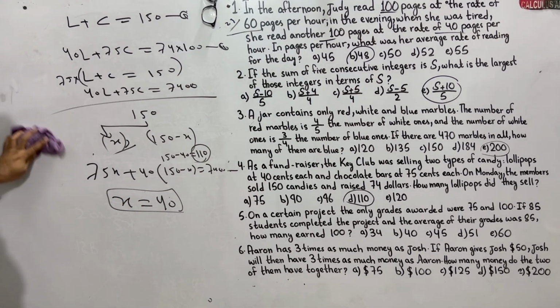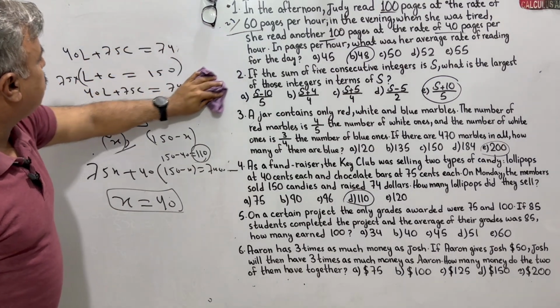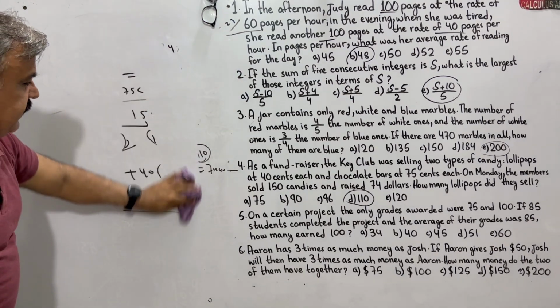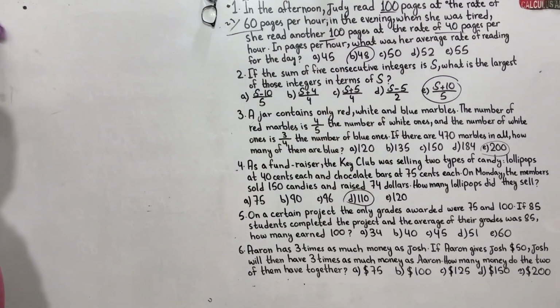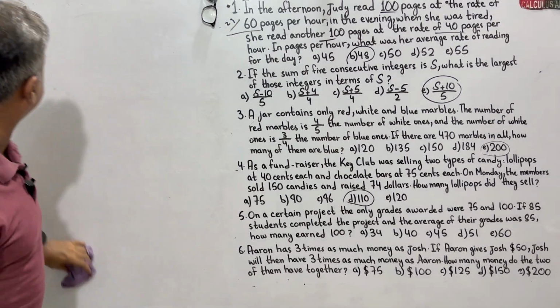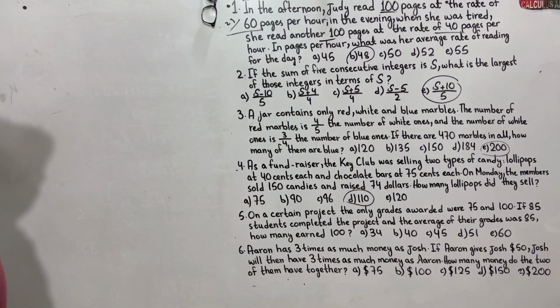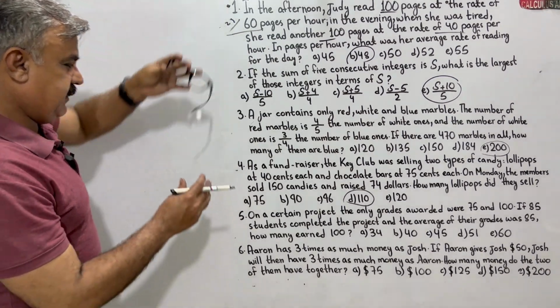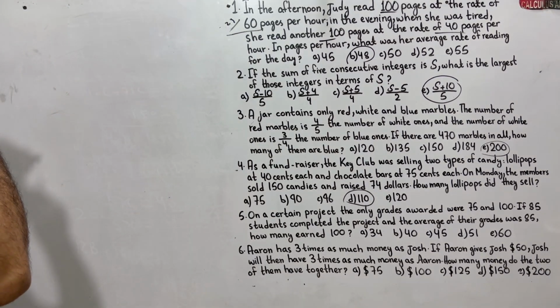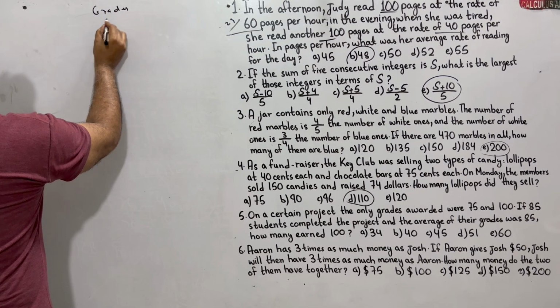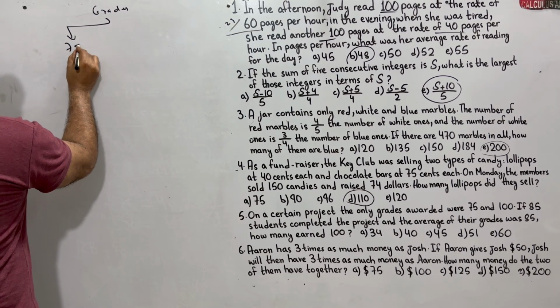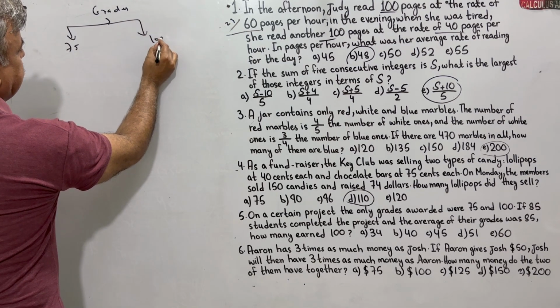Question number 5. Let me move to question number 5. On a certain project, let me use my glasses. On a certain project, the only grades awarded are 75 and 100. Two grades are possible: 75, the other one is 100.